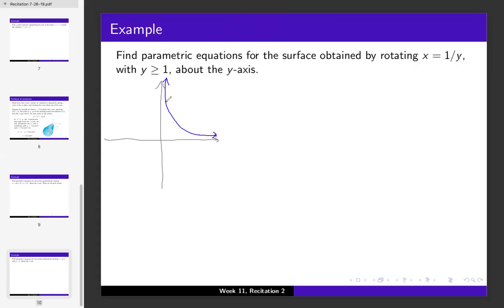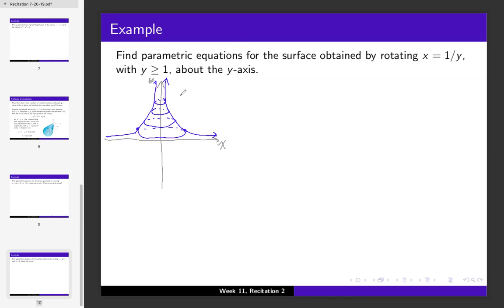About the y-axis means we're rotating it in this direction. If this is the x-axis and this is the y-axis, what this means is that we're taking this object and rotating it around the y-axis. So we're getting something at the end of the day which is going to look something like this. Obviously very poorly drawn, but we're getting this weird looking thing. Now y is greater than or equal to 1, so let's say we're going to stop here, and beyond that we're not going to really consider anything.